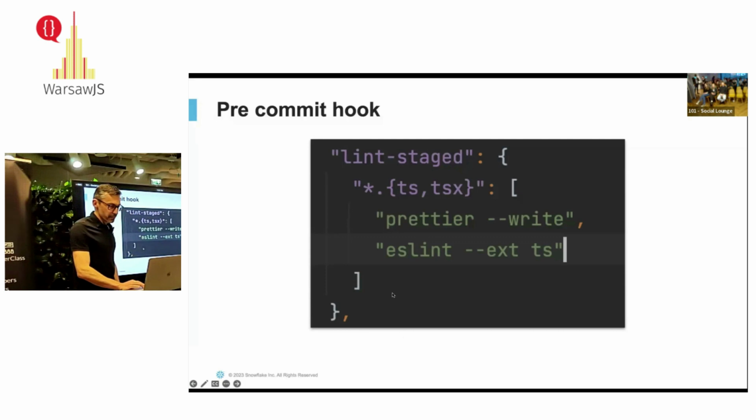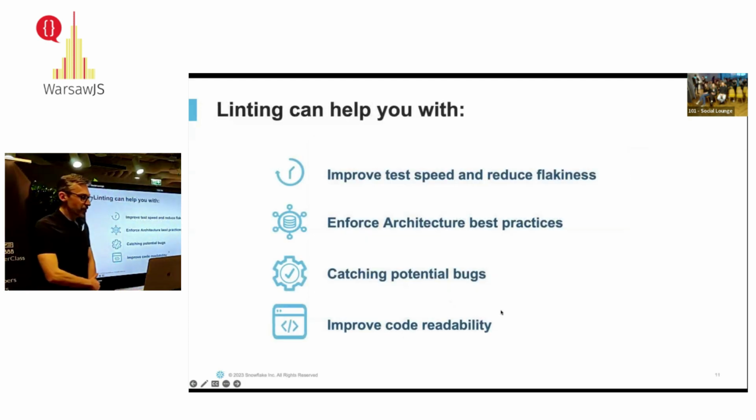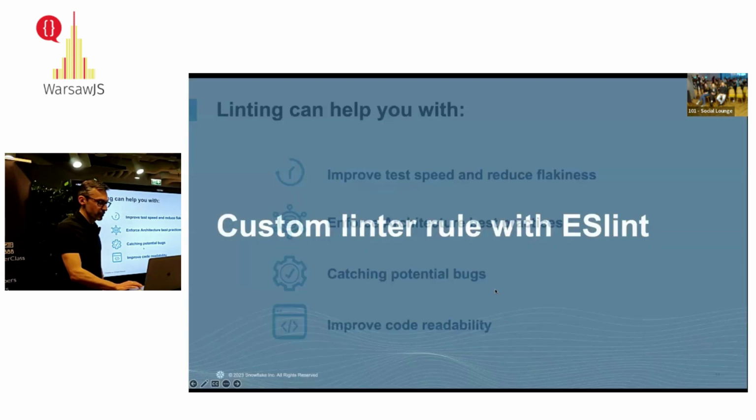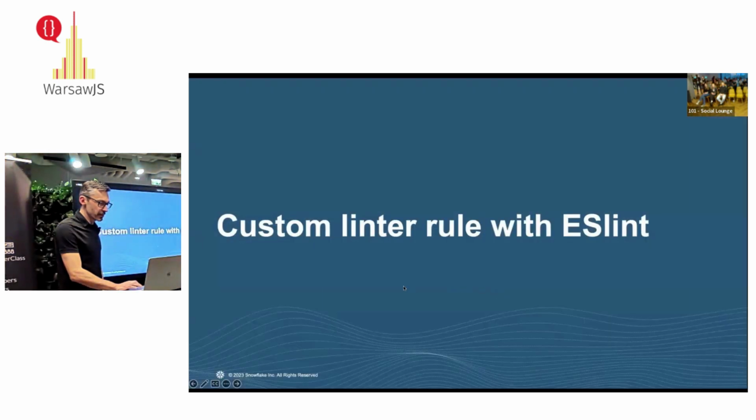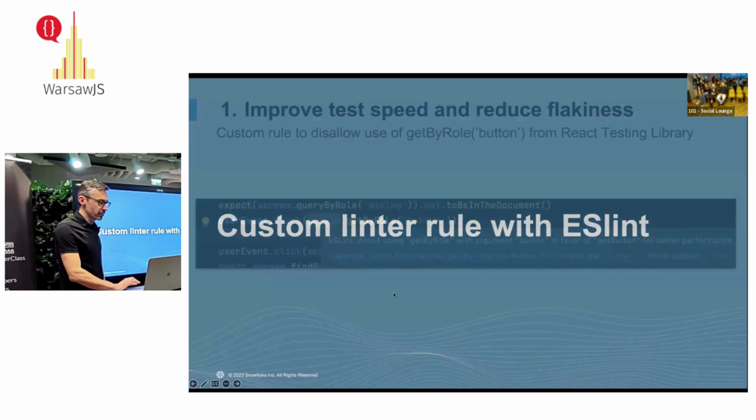So today I'm going to give you some examples of custom or regular linter rules that can improve test speed, reduce flakiness of tests, enforce good architecture practices, catch potential bugs, and improve code readability. Those are the four things that ESLint can help you with. Okay, let's jump to some concrete examples.